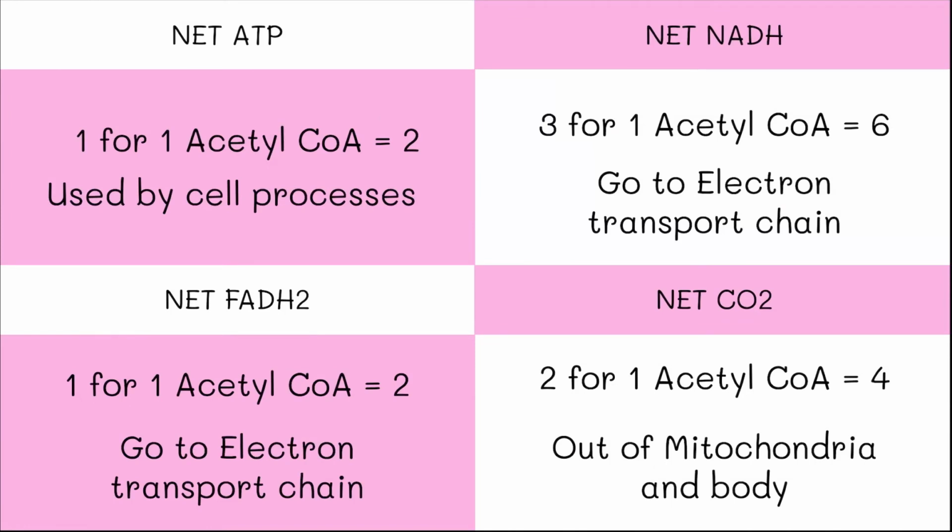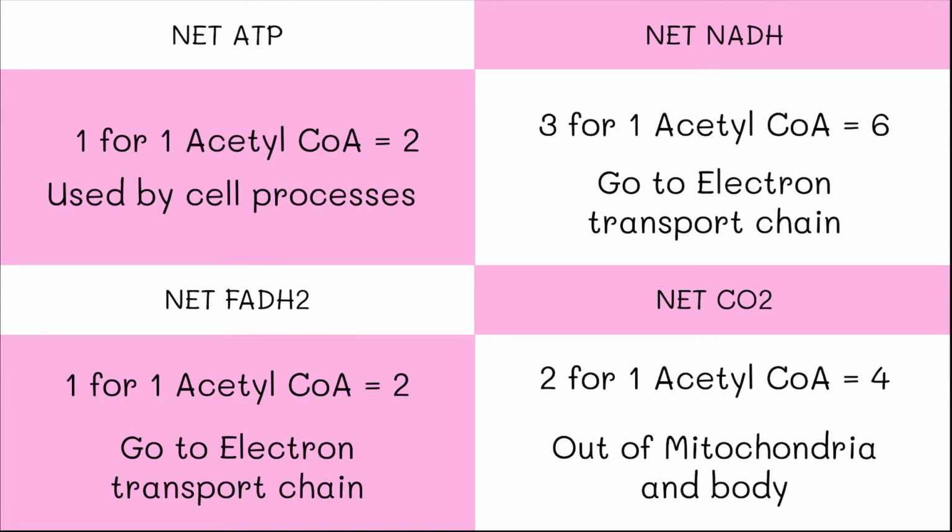For ATP, 2 acetyl-CoA give out 2 ATP. For NADH, 2 acetyl-CoA give out 6 NADH, 3 for each. For FADH2, 2 acetyl-CoA give out 2 FADH2, 1 for each. And for carbon dioxide, 2 acetyl-CoA give out 4 carbon dioxide, 2 for each.